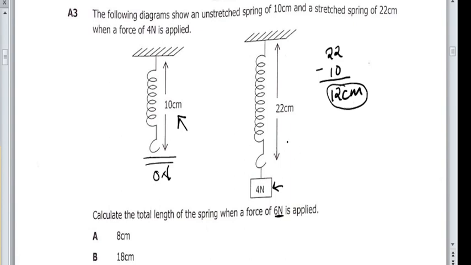Now look at, we said for the 4 newtons it is 12 centimeters. What of the 6 newtons? So if 4 newtons is 12 centimeters, it simply means per each 2 newtons, if I divide the 12 by 2, I'll get 6 centimeters. So it means per each 2 newtons, it will give a distance of 6 centimeters.